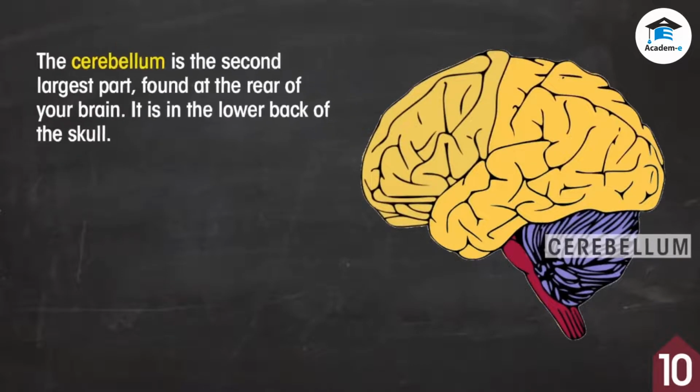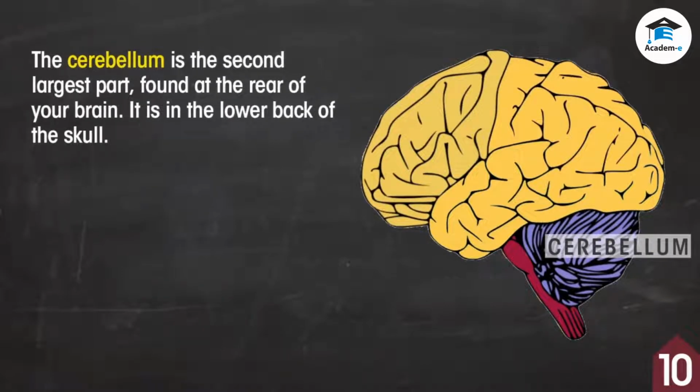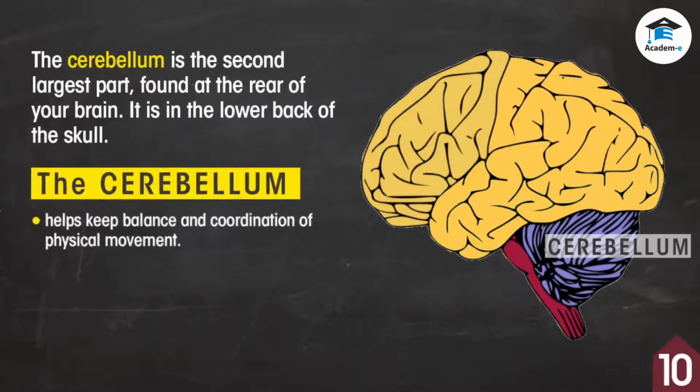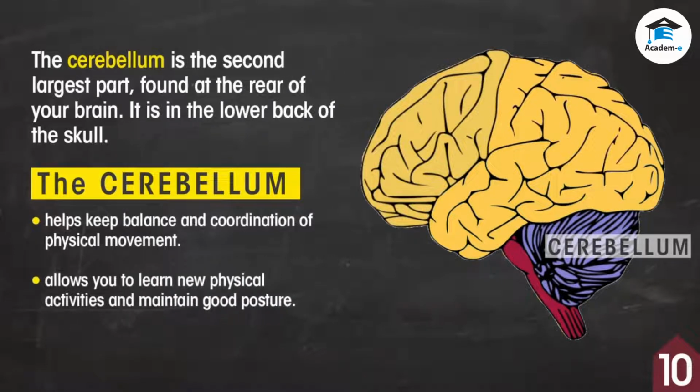The cerebellum is the second largest part, found at the rear of your brain. It is in the lower back of the skull. This part helps keep your balance and coordination of physical movement. It allows you to learn new physical activities and maintain good posture.